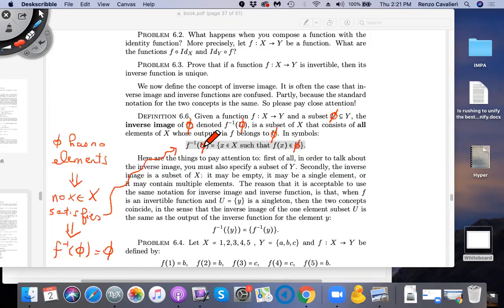The inverse image of the empty set is the set of elements of x such that f of x is in the empty set, right? But because f of x is an element of y, f of x is not contained in the empty set for any x. So there are no elements in f inverse of the empty set, and so f inverse of the empty set is itself the empty set.